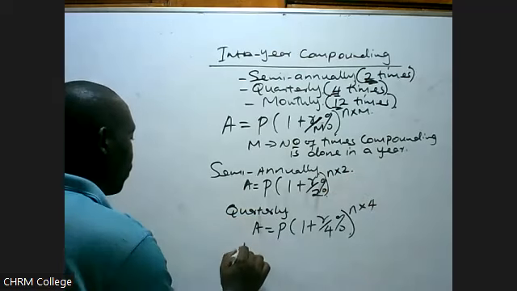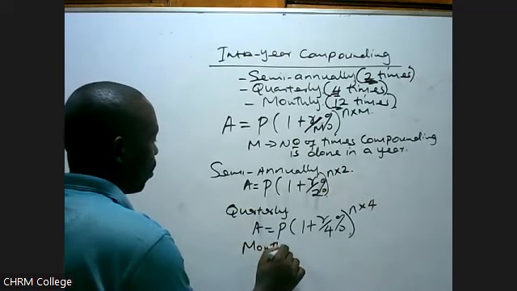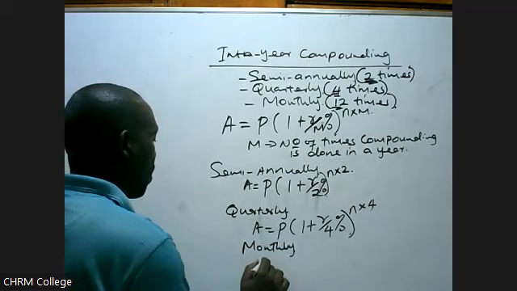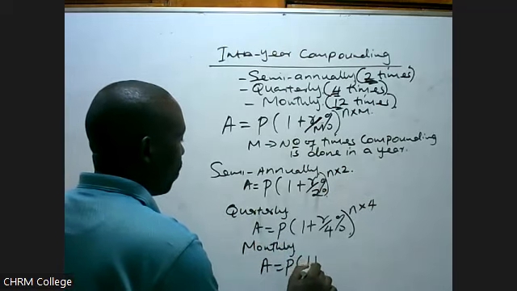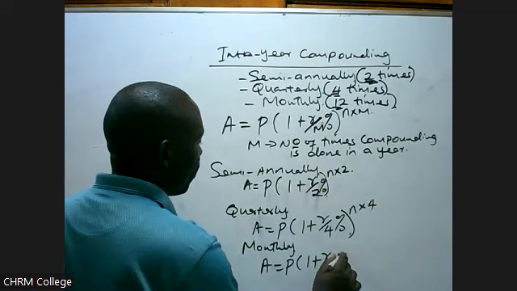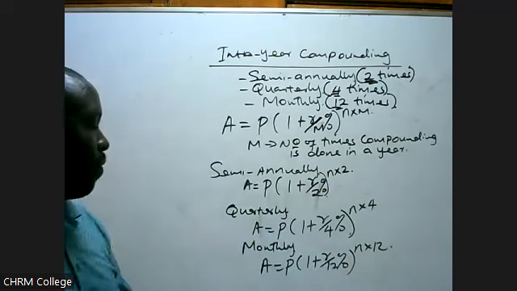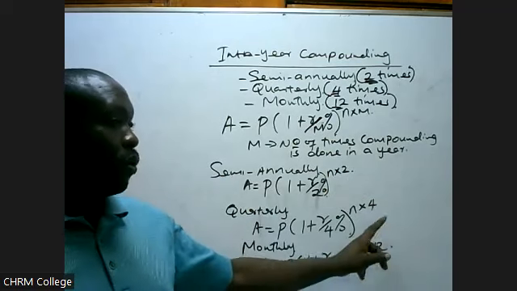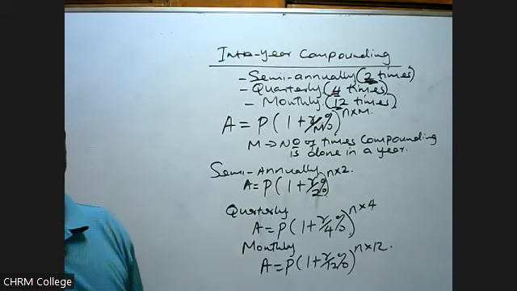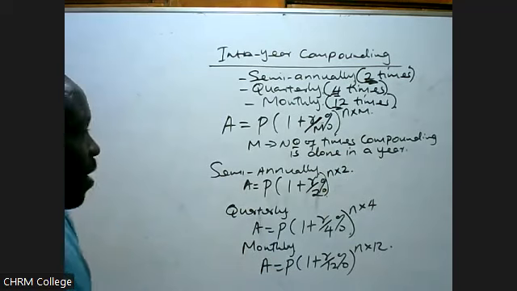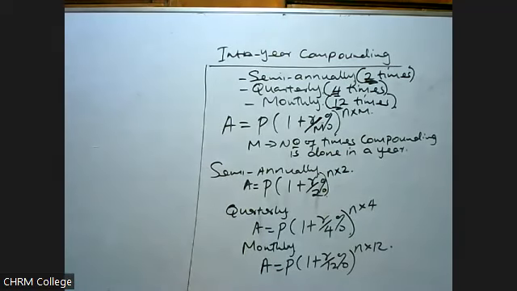If it is monthly, amount will be equal to P into 1 plus R over 12, power N times 12. You divide the rate by 12, you multiply the N by 12. That is it. Let us have an illustration here before I give you a question.